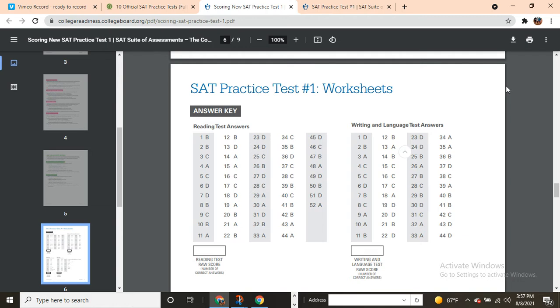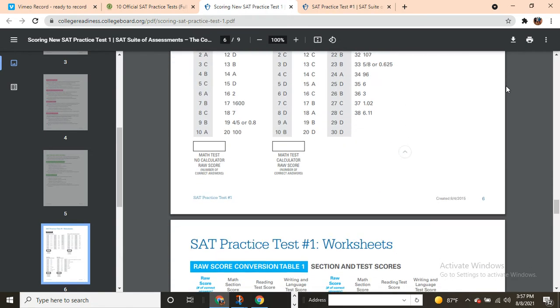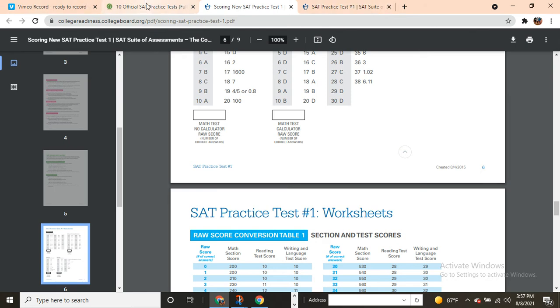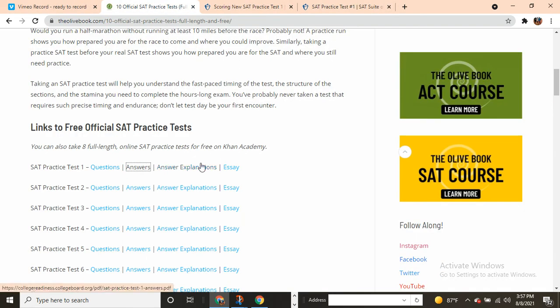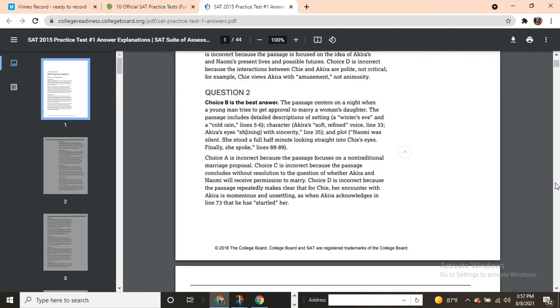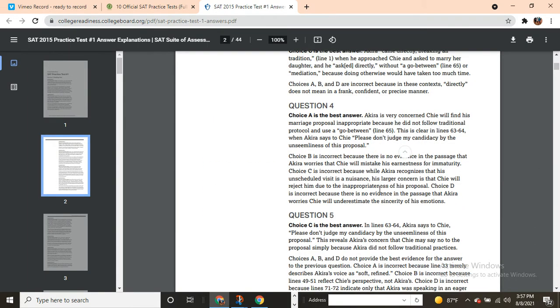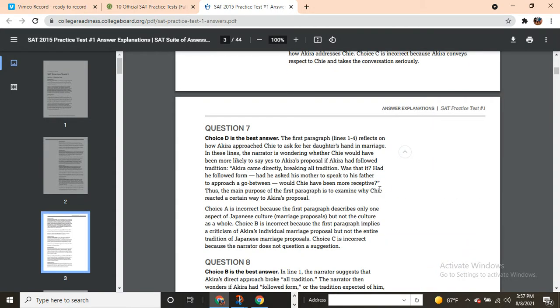So while revising, you can answer the questions, come and check on the answers, mark it, and see where you are. That's how it is. Also, while revising, you can see there is an answer explanation. It has given an explanation on why they chose a certain answer. So you see question 2, when you go to question 3, question 5, question 7.